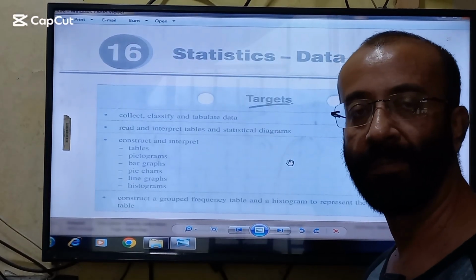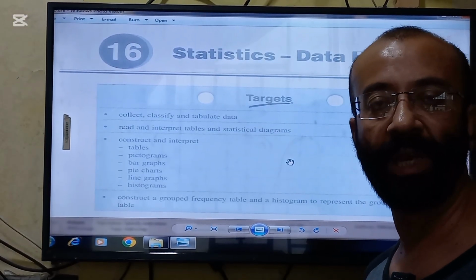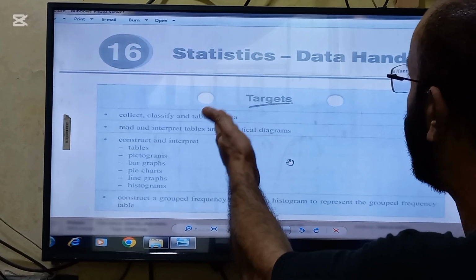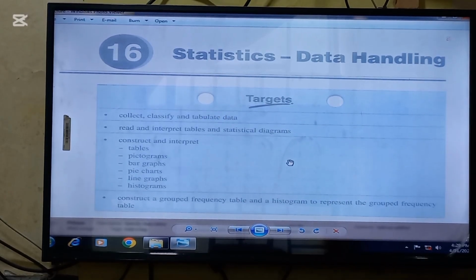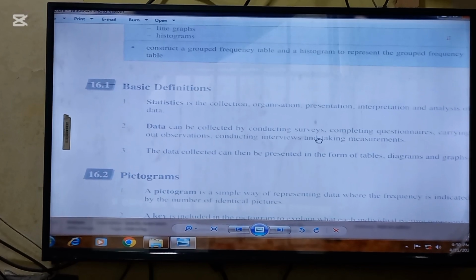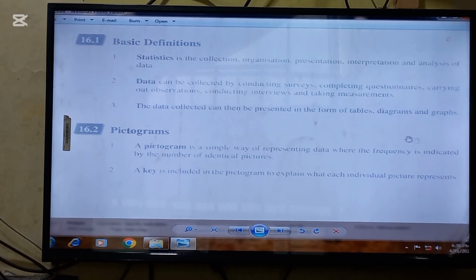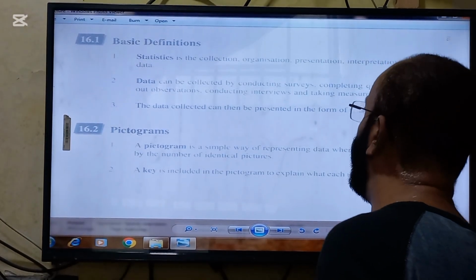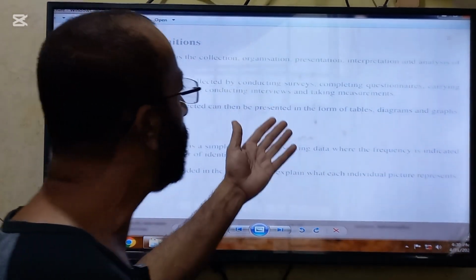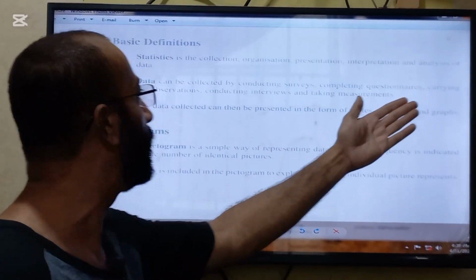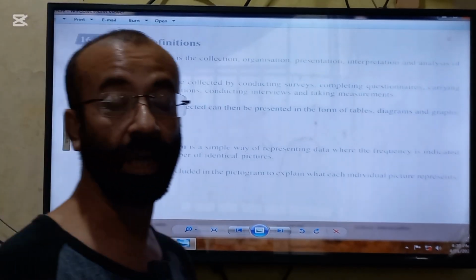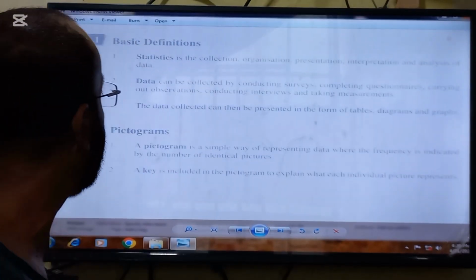Good morning, students. Today's topic in mathematics, which we are going to start, is statistics, that is actually data handling. In this topic, first we will read and understand some basic definitions. Statistics is the collection, organization, presentation, interpretation, and analysis of the data. So, this is the definition of statistics.